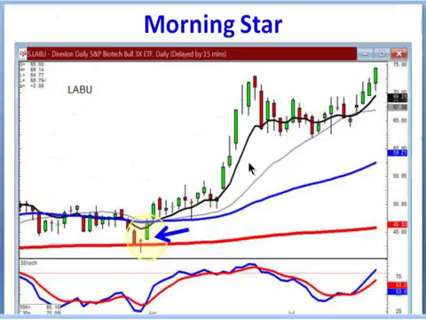Would you consider the candle at the top as an evening star? On this one, not really.